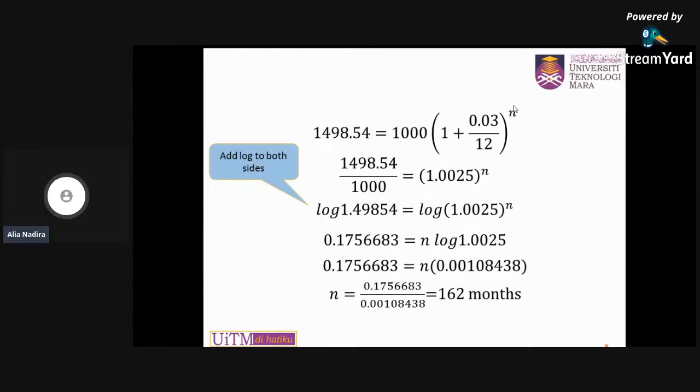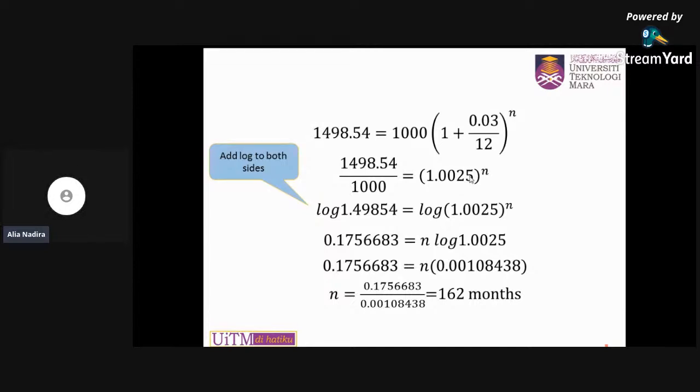Okay, kita tak boleh solve kan N ni. Macam tadi kita ada punca kuasa 10. Now kita nak cari N. So how? Kita kena guna log. So this one you bring to the other side. So dia jadi ini. Ini you tambah, you dapat 1.0025 to the power of N.